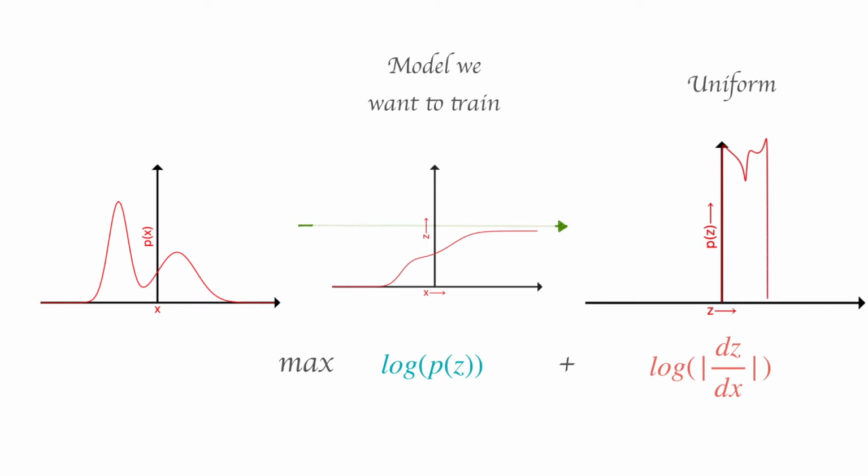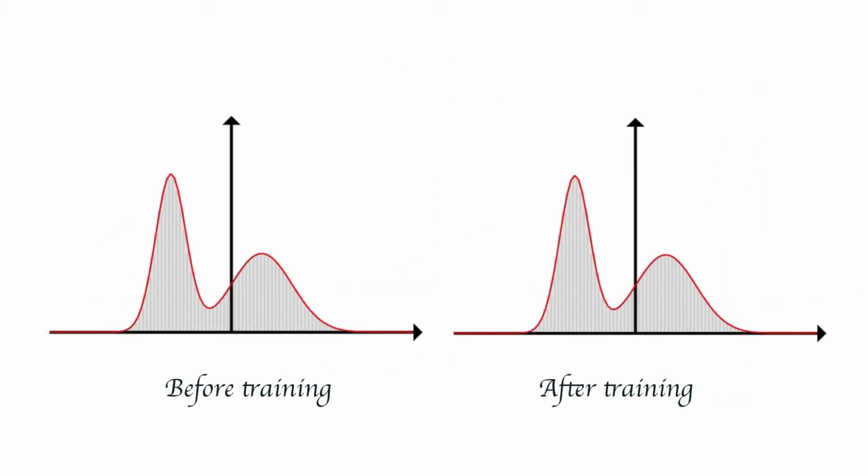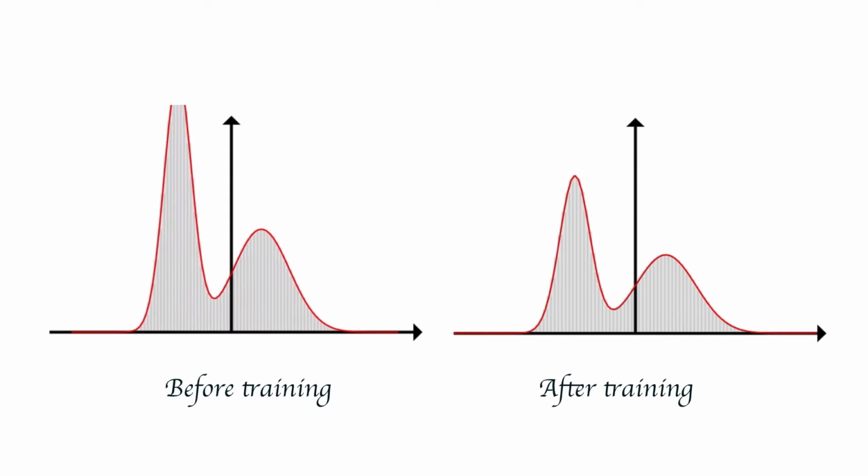Thus, maximizing this sum will maximize the log likelihood of x and also learn to map x into a uniform distribution z. Here we assume that we would like z to have a uniform distribution. Here is a better look at how x gets transformed into z before and after training.